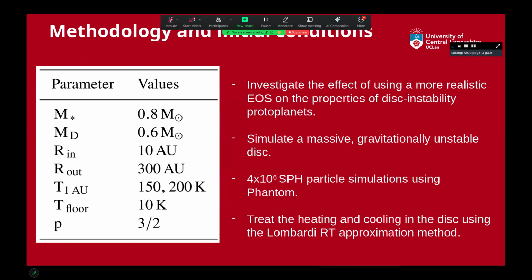And essentially here, I want to talk a little bit about what I've actually been doing with my work in the context of this. So what I want to do is investigate the effect of using a more realistic equation of state on the properties of disk instability protoplanets. I want to do this by simulating a massive gravitationally unstable disk using 4 million particle simulations in Phantom. I need this high particle count so I can resolve what's happening in the protoplanets, essentially. So these are very computationally expensive. And I also treat the heating and cooling of the disk using the Lombardi radiative transfer approximation method, so the one that uses the pressure scale height to estimate the column density and opacities.